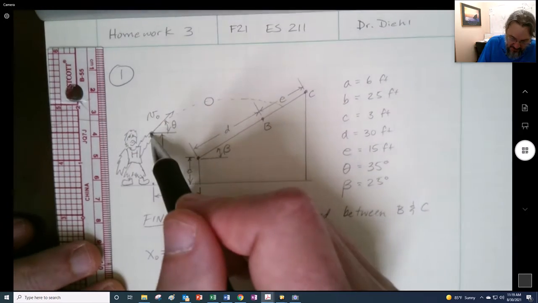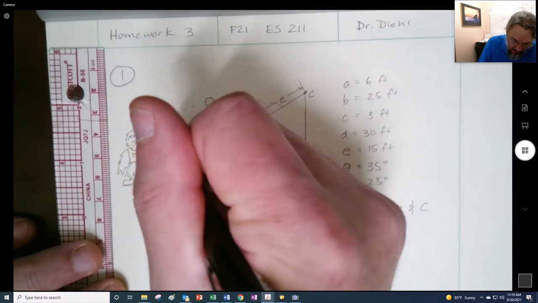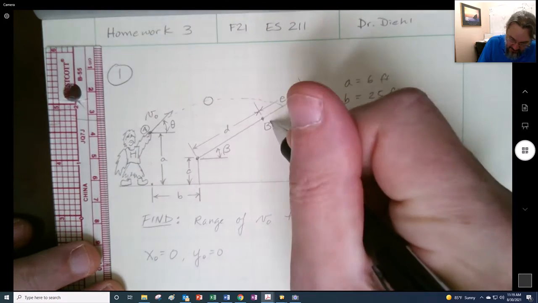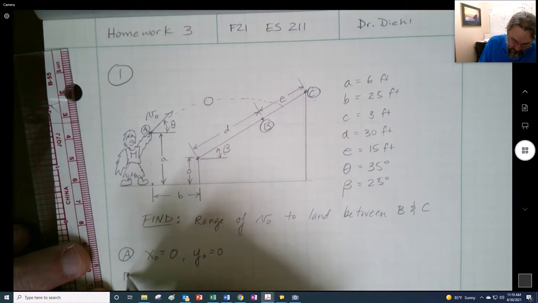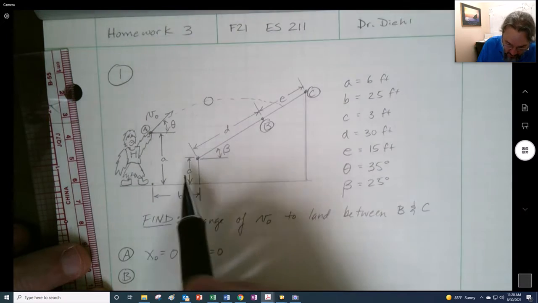We'll call this A right there, and this is B and this is C. So this is where A is going to be. So where is B?